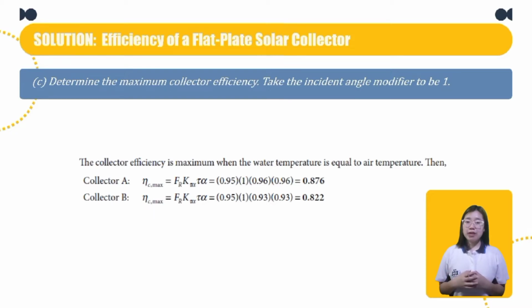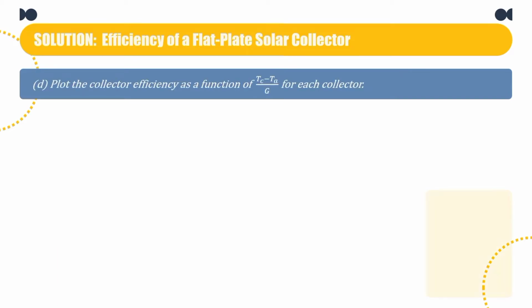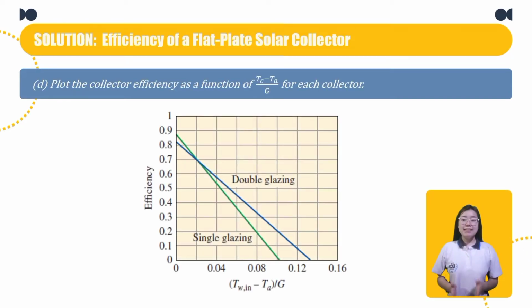Next, to determine the maximum collector efficiency, as I have mentioned earlier, the subtrahend should be 0. Therefore, we are left with the equation: maximum collector efficiency is equal to F sub R times incident angle modifier times transmissivity and absorptivity. Through direct substitution, we will have 0.876 for collector A and 0.822 for collector B. Lastly, this is the plot of the collector efficiency as a function of T sub C minus T sub A all over G. Based on the calculations earlier, the color green is for the single glazing and the color blue represents double glazing.